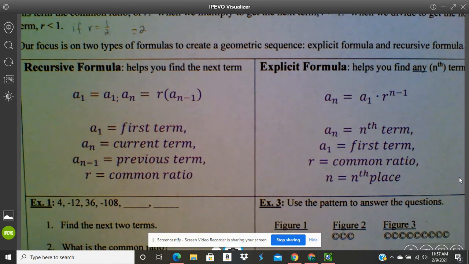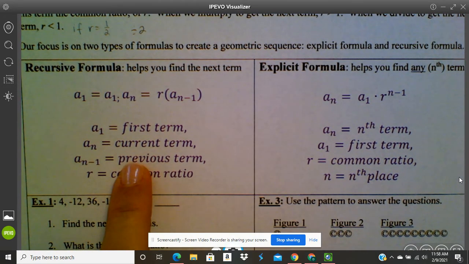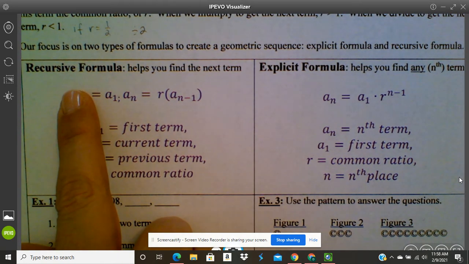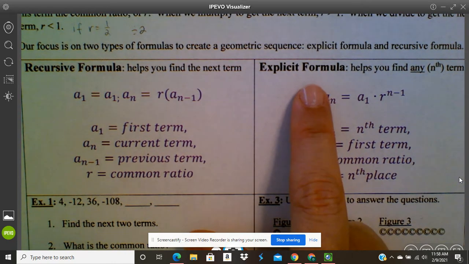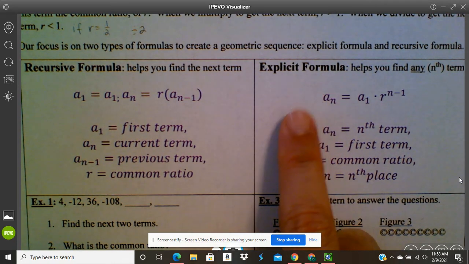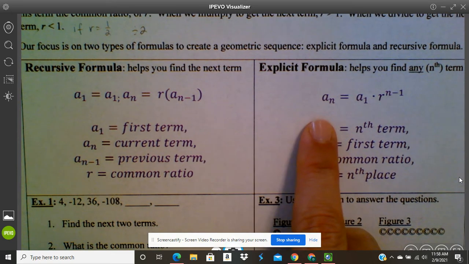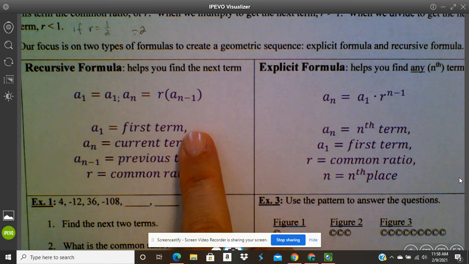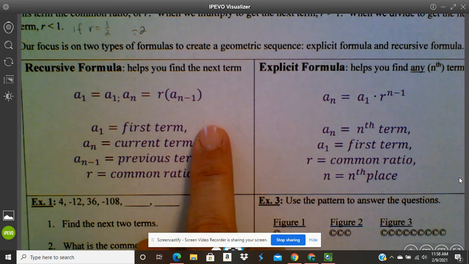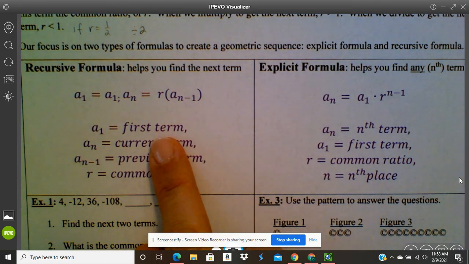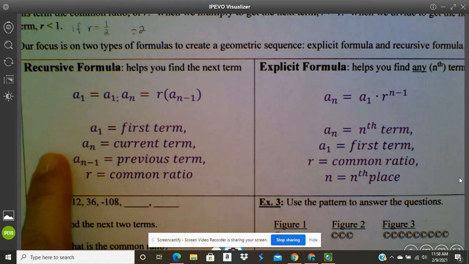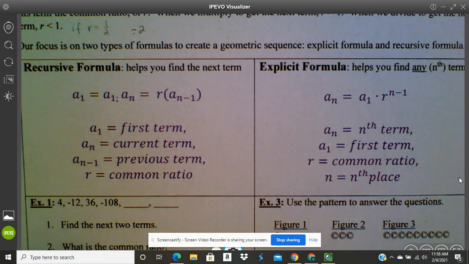So both of these are really nice because if you know one term, all you're going to do is multiply to get the next term in a recursive formula. In an explicit formula, you can find any term. So the 100th term I can find right away from here. Over here, if I needed to find the 100th term, I would have to know the 99th term. But in order to know the 99th term, I have to know the 98th term, which builds on the 97th term, which builds on the 96th, the 95th, the 94th, and so on. So those are the advantages and disadvantages of both.